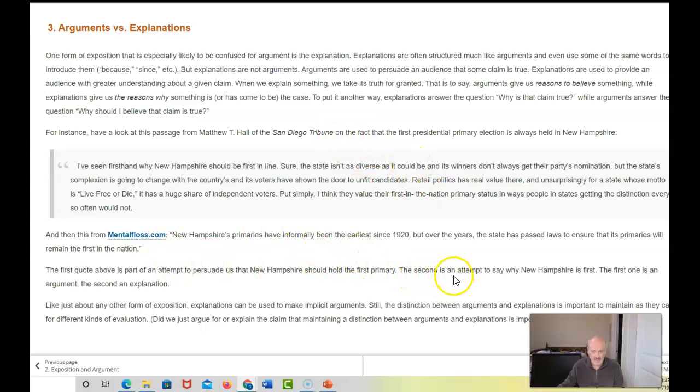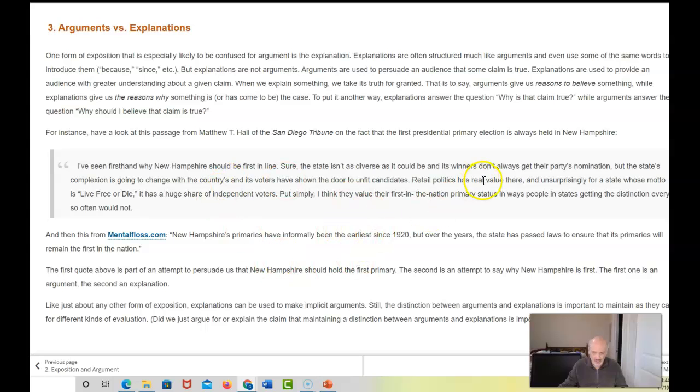But the difference here in section 3 is brought out very well by this passage, and then below it, if you see this example, New Hampshire's primaries have informally been the earliest since 1920, but over the years the state has passed laws to ensure that its primaries will remain the first in the nation. So that is not attempting to prove anything. There's no evidence presented to argue for a conclusion. So that's a pretty classic example of an explanation.